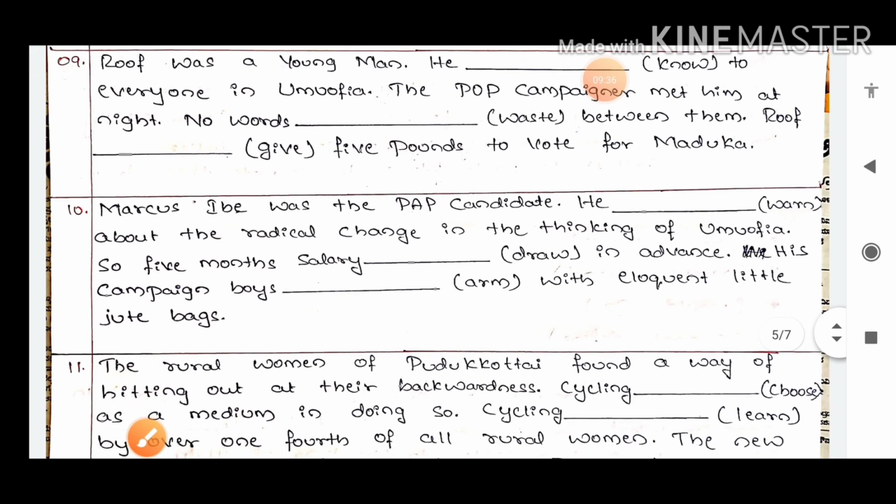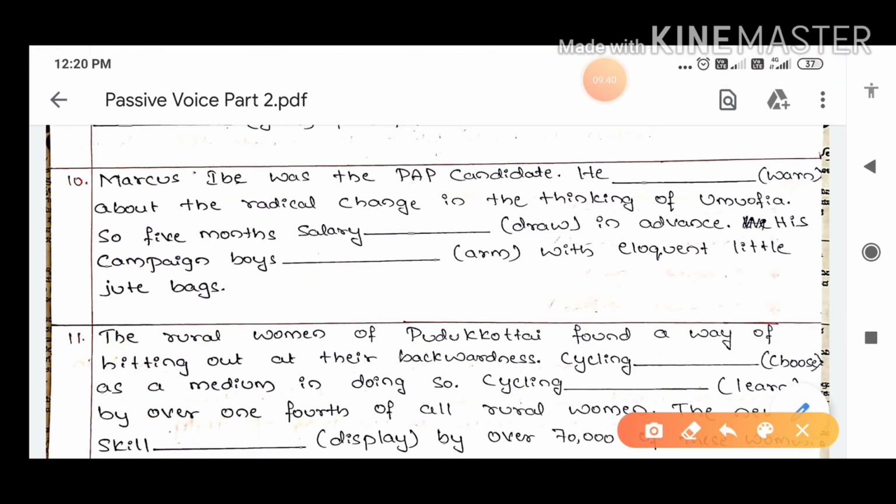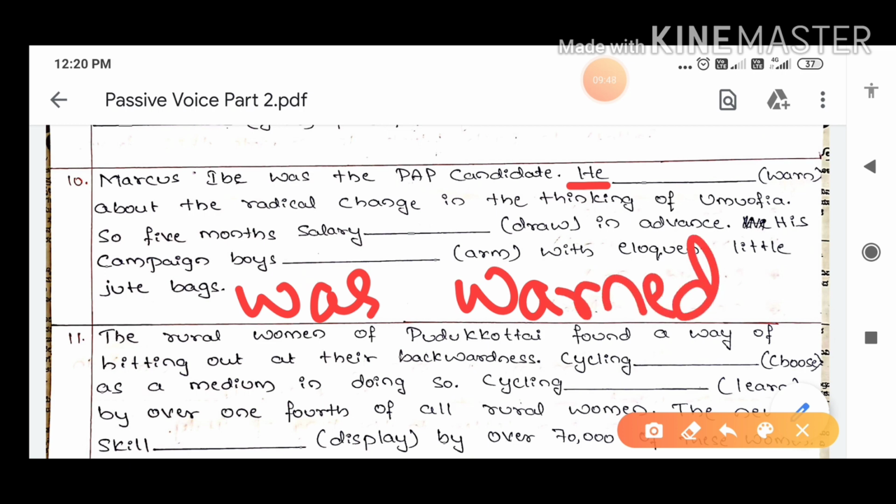Let me go for the next example, the 10th one. Marcus Ibe was the PAP candidate. He, it is a singular, was warned. He was warned about the radical change in the thinking of Umuofia.